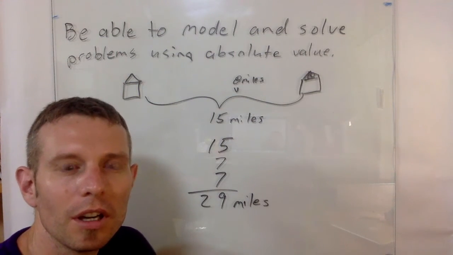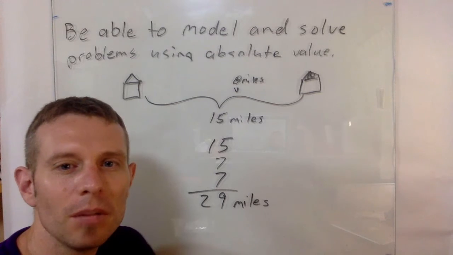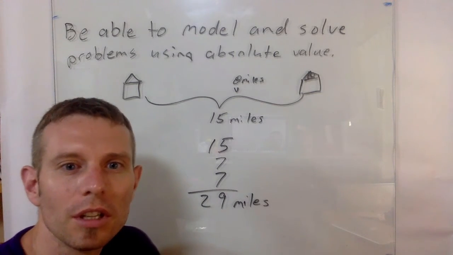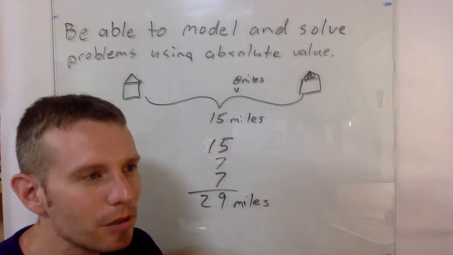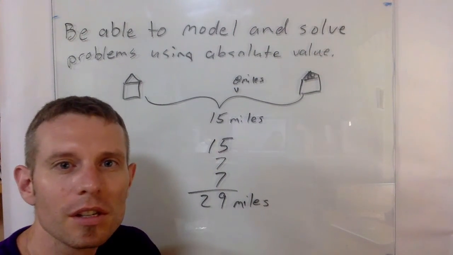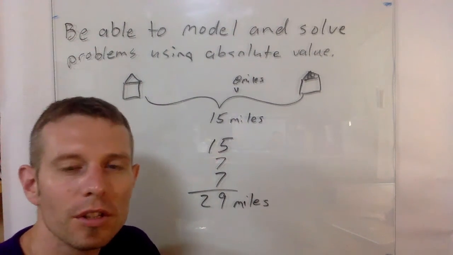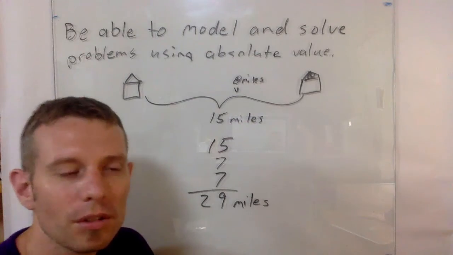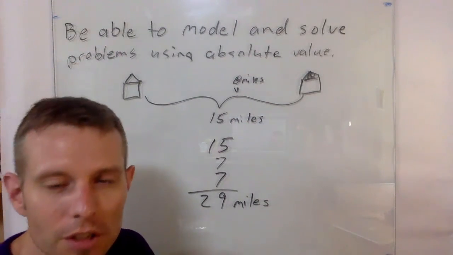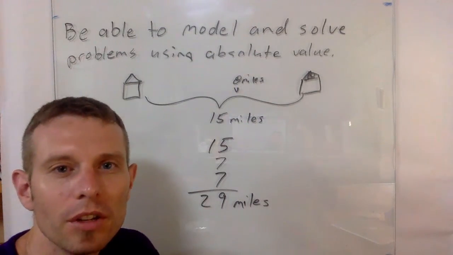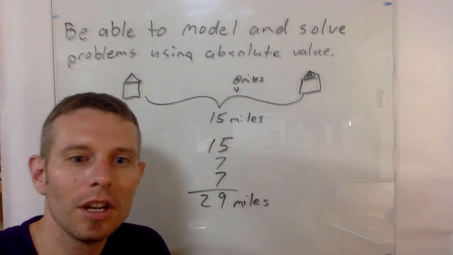So that's the lesson: be able to model and solve problems using absolute value. And again, absolute value is the distance that you travel, or the distance from zero. It could be in a positive direction or negative direction. We always report the absolute value as a positive distance or number.